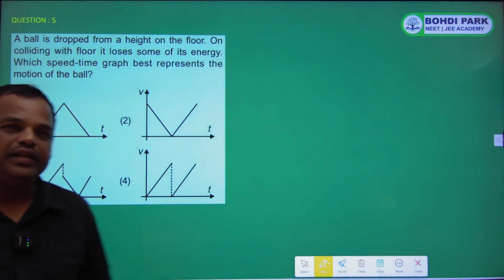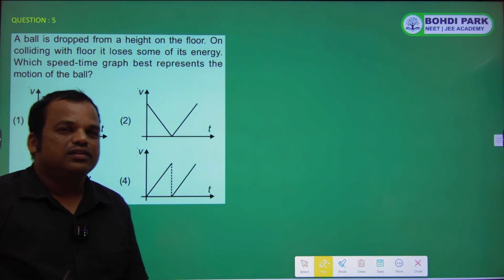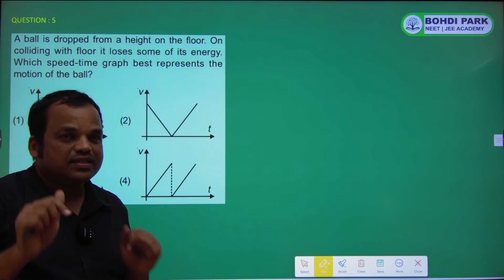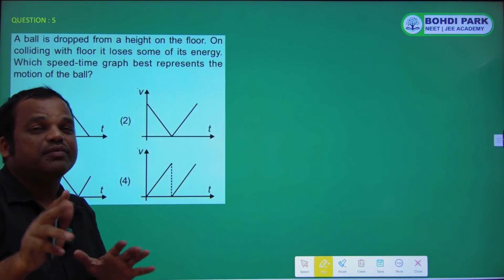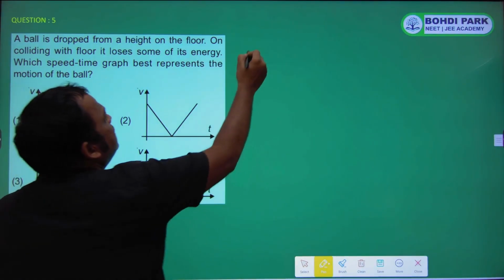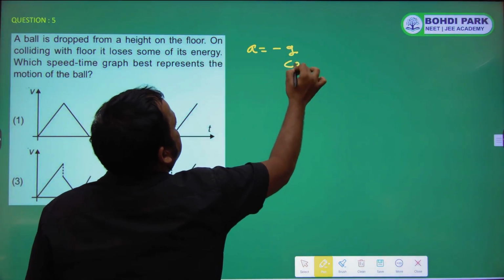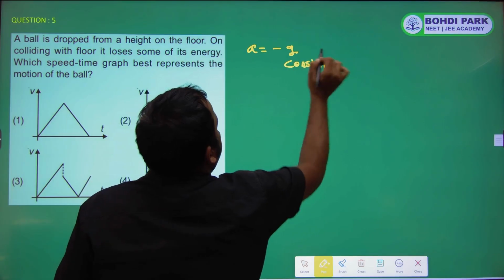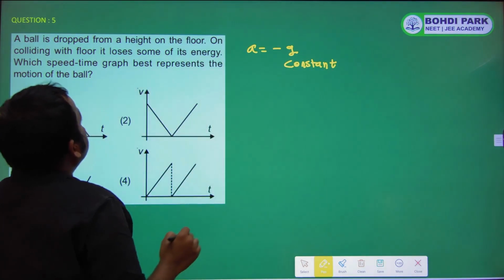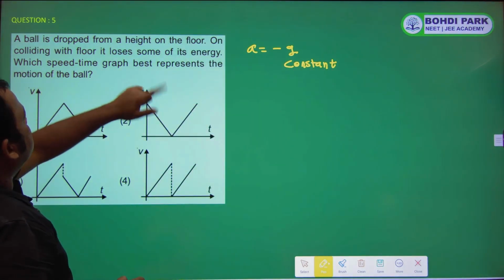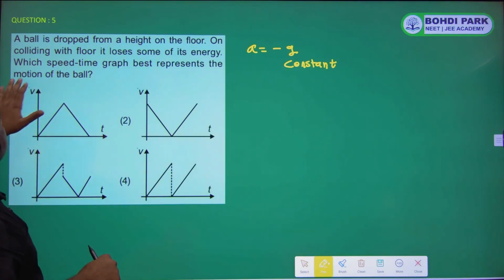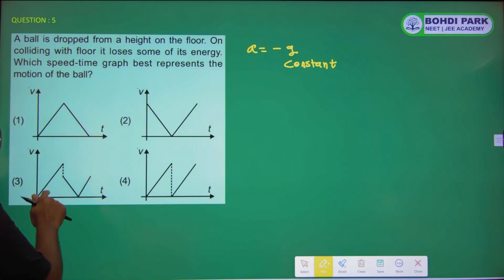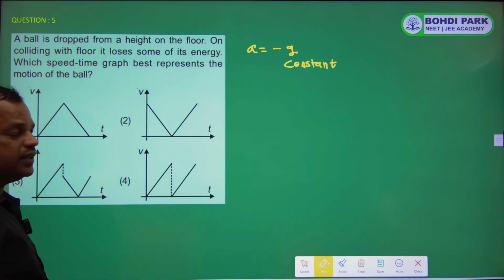So after hitting the floor, it will rebound with less speed, and the acceleration is minus g throughout. So acceleration is minus g, it is constant. So the speed time graph we have to find. Now when it is dropped, so speed is 0. So the speed is 0 in first, third and fourth option. Clear?